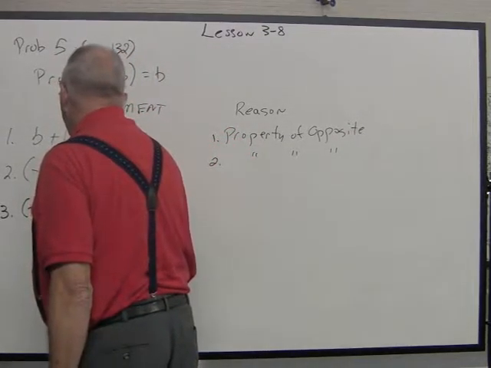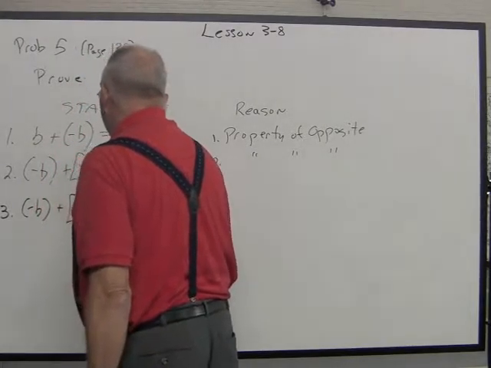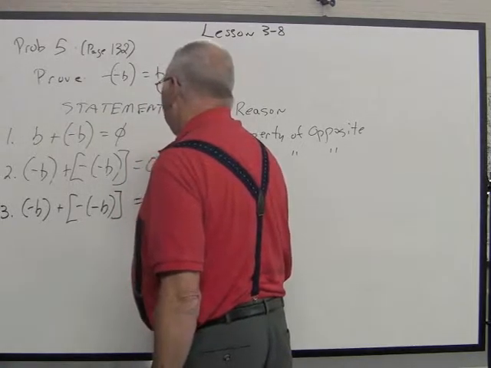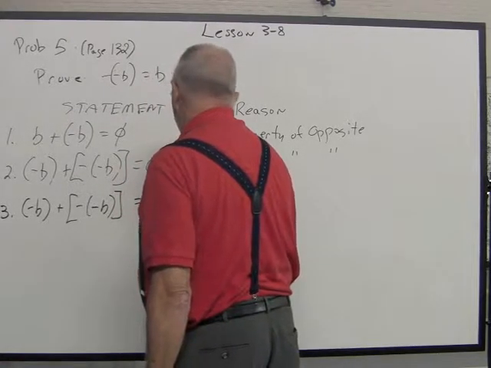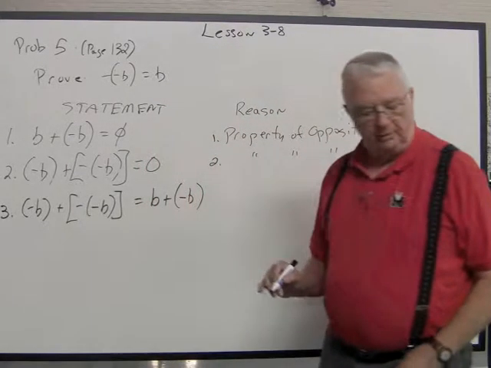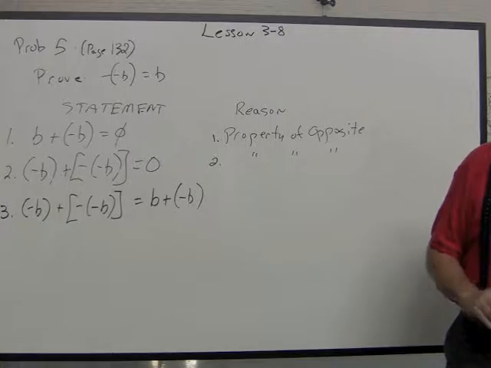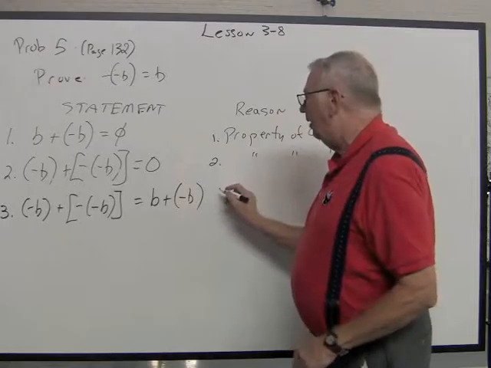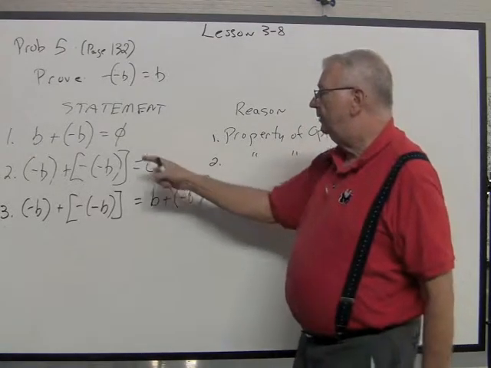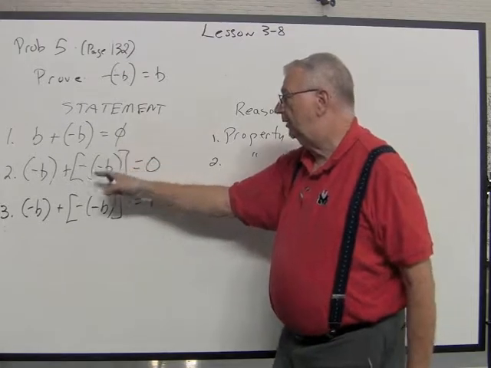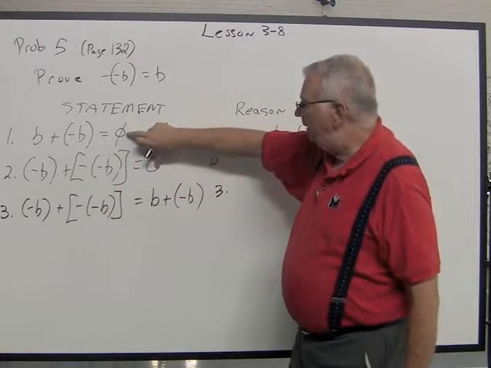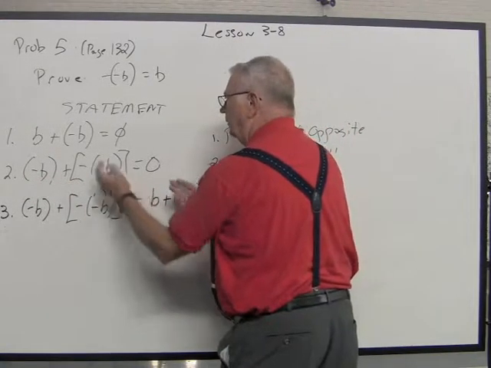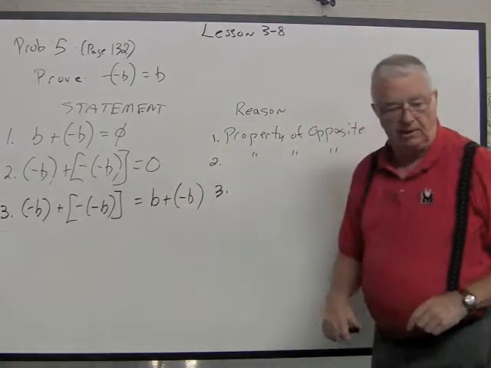Minus b added to, we're using step 2, equals b plus a minus b. So let me make sure that's right. So minus b is equal to b. Now what did they do here? They basically are doing, again, the substitution. B plus minus b equals 0, and the above equals 0. So they're both equal to 0, therefore they're equal to each other. So this equals that because they're both equal to the same value.